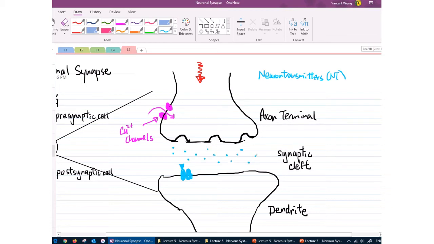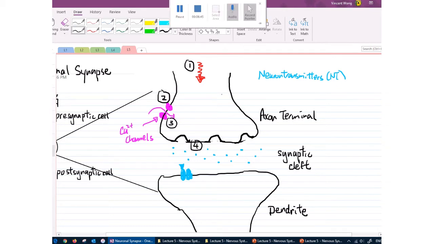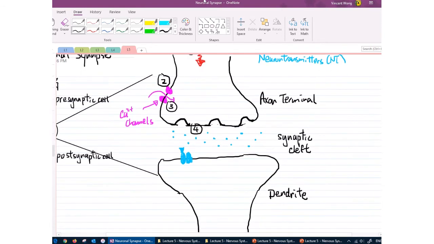Okay, so just quickly recap what happened so far. Right, so number one, we have the action potential arriving at the axon terminal. Number two, we have the opening of the calcium channels. Number three, we have the influx of the calcium ions. And then number four, we have the release of the neurotransmitters. Okay, so what's going to happen next?